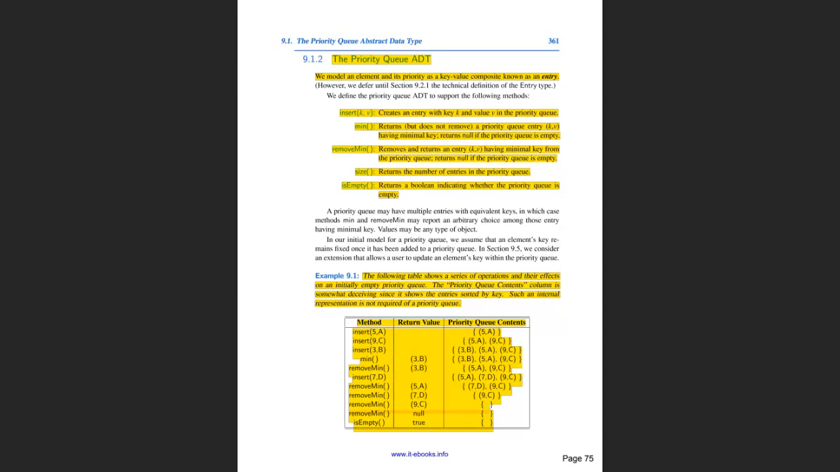Then comes the methods of the priority queue. There are some methods like insertion, minimum, remove, size, empty. I will show you. Sometimes in the exam, they will make this table and leave these blank, and you have to fill them in. First is the insertion. Okay, I need to erase this so you can see properly.